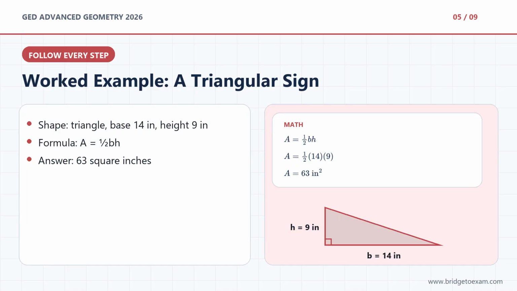Let's work a full example, slowly. A triangular sign has a base of 14 inches and a height of 9 inches. Step 1. Recognize the shape, a triangle. Step 2. Choose the formula, A equals 1/2 BH. Step 3. Substitute, 1/2 times 14 times 9. Step 4. Calculate. 1/2 of 14 is 7, and 7 times 9 is 63. So the area is 63 square inches. Don't forget the 1/2, and don't forget the square units.